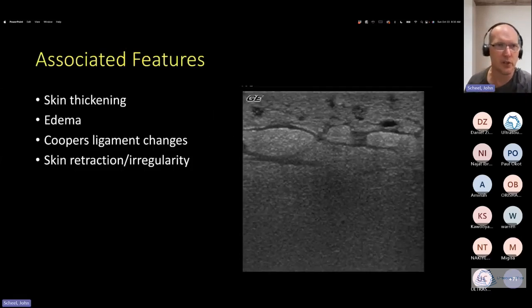Okay, then there's associated features. This figure shows a lot of them. It shows skin thickening, where you'll first see that you don't see that white line that we talked about. You don't see that white line at the base of the dermis. In fact, you can't even tell where the dermis ends. Those black lines crossing through the fibroglandular tissue and adipose tissue are edema. You can't even see Cooper's ligaments here. And there's skin irregularity. Again, you can't see where the skin ends. So this can be seen in inflammatory conditions like inflammatory breast cancer and infections.